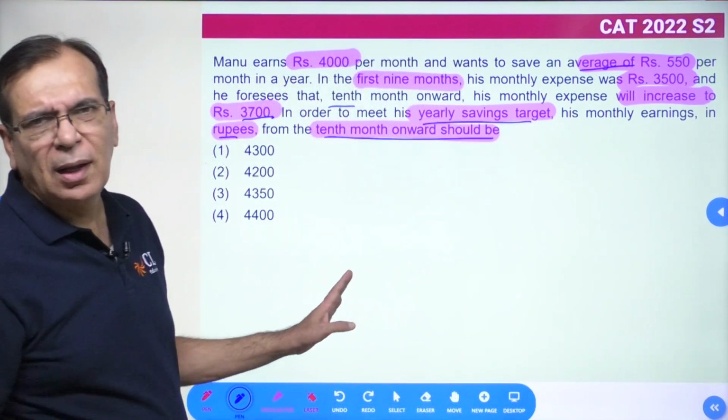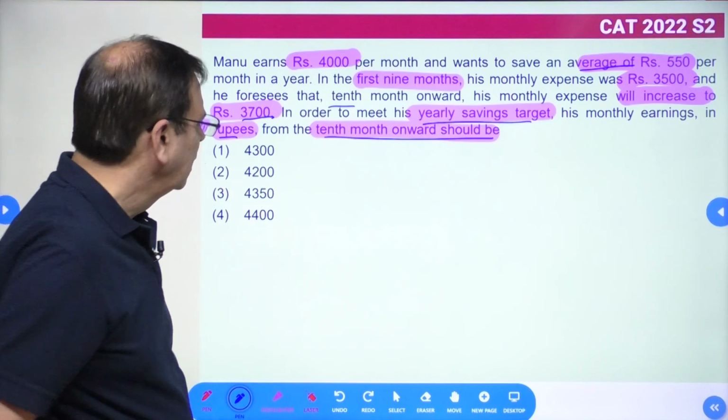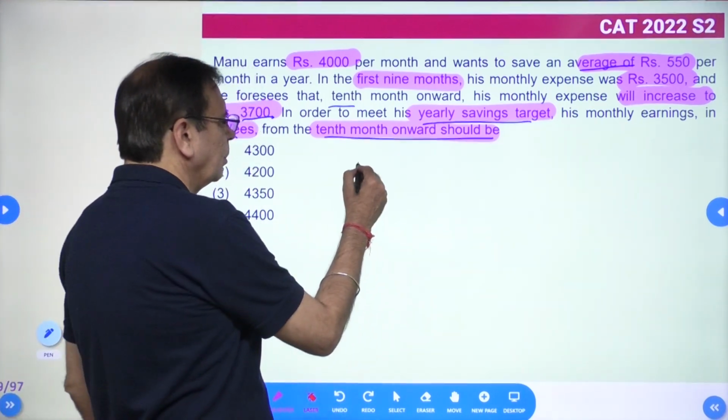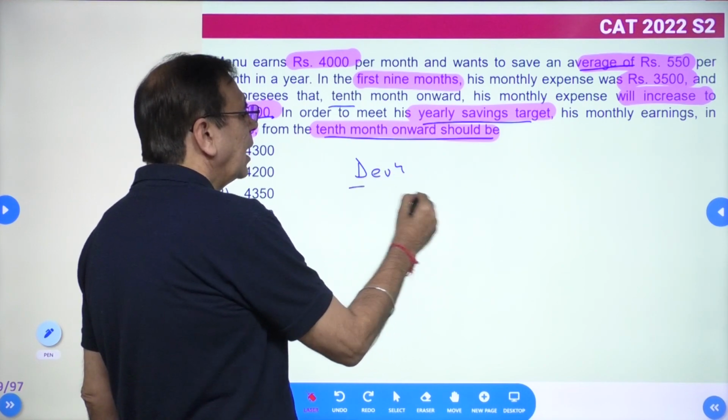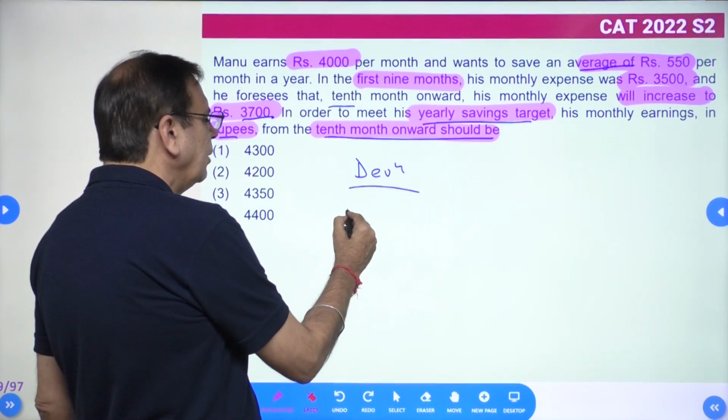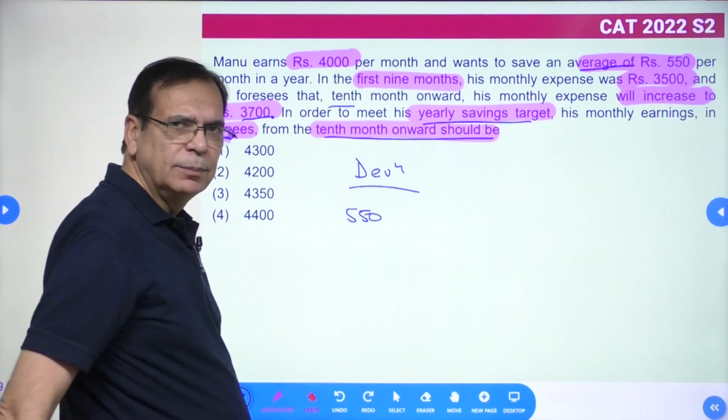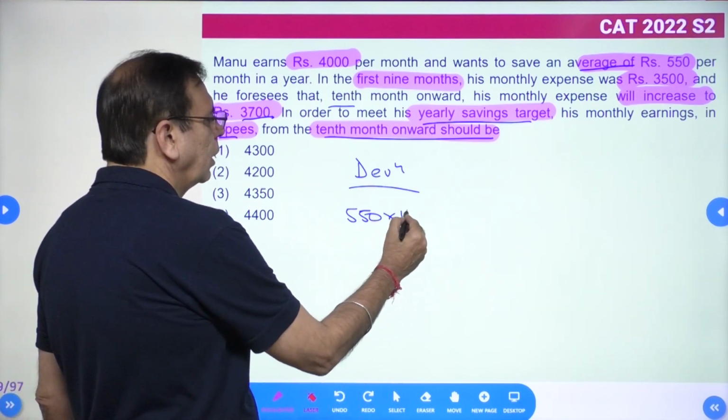ठीक है? To me, this was a lot of work that we had done. Okay? You could have straight away used the deviation method. Okay? Deviation से सीधा ही काम हो जाता. Okay? Now what does he want? He wants an average of 550 into 12.